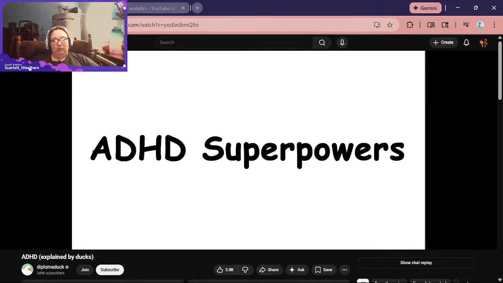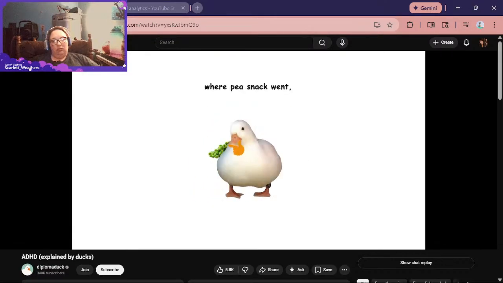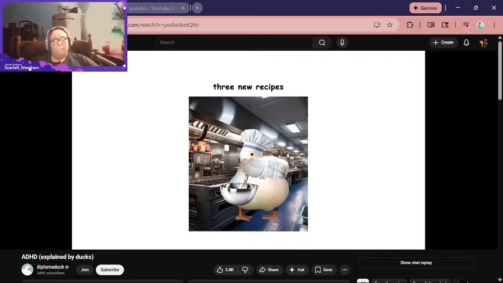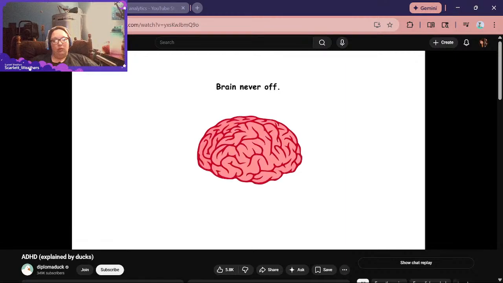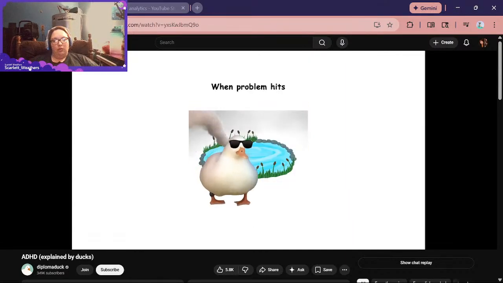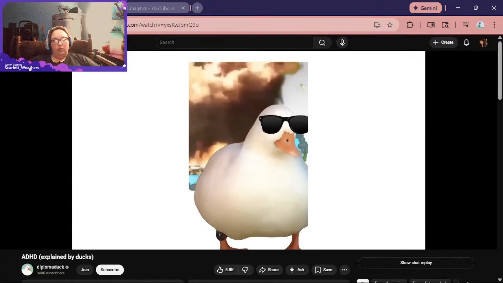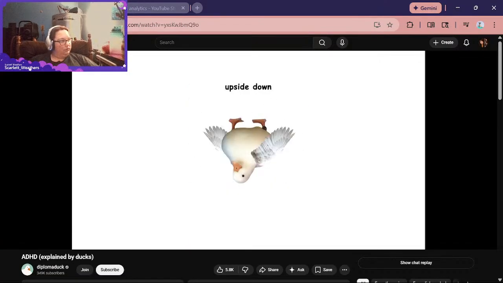ADHD superpowers. Duck mind fast, too fast for pond speed limits. Duck forgets where pea snack went, but invents 3 new recipes for it. Other ducks say focus. Duck already is. 10 things at once. Brain never off. Always scanning, connecting, creating. When problem hits the pond, duck doesn't panic. Duck improvises. Duck flaps sideways, backwards, upside down if needed.